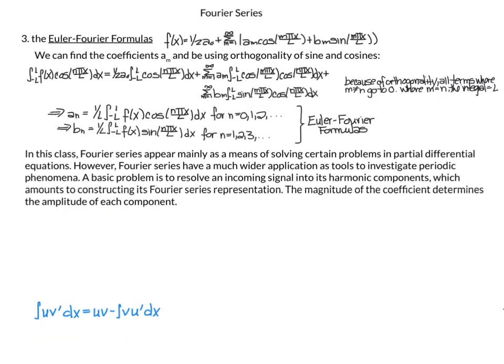As I mentioned, orthogonality is what makes this work and allows us to write any function f of x as a sum of sines and cosines. And we can find these coefficients using these formulas here, which are the Euler-Fourier formulas. And for many of these integrals, integration by parts, which I have the formula for here, comes in handy.